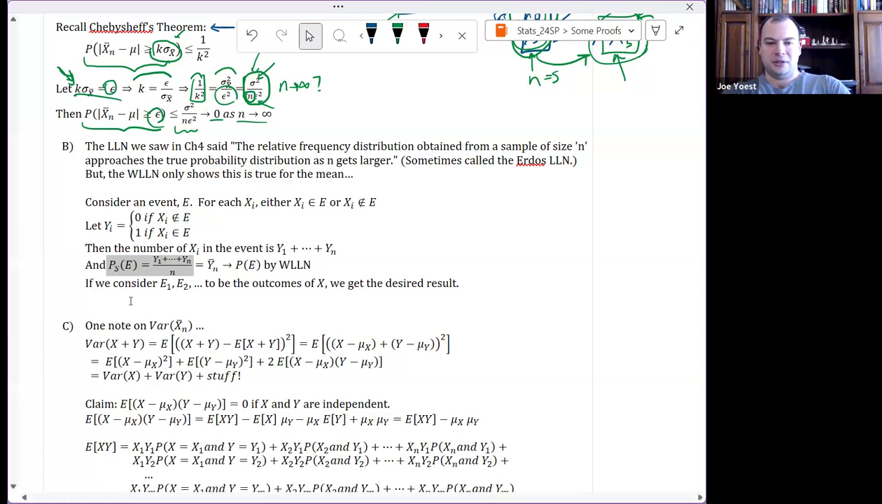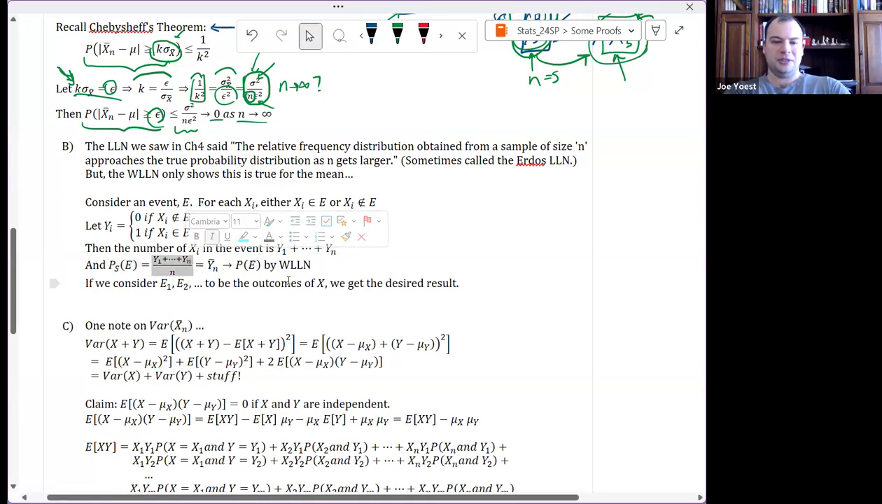That is just the sum of the yi's divided by n. But wait, the sum of the yi's divided by n is just y bar. It's just the mean of y for a sample of size n.